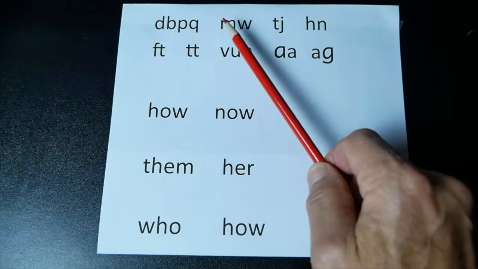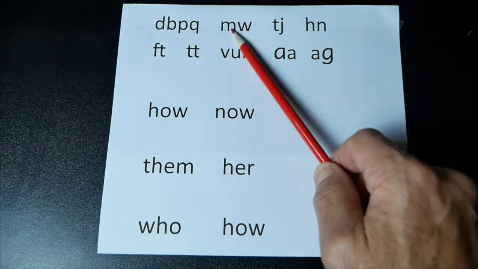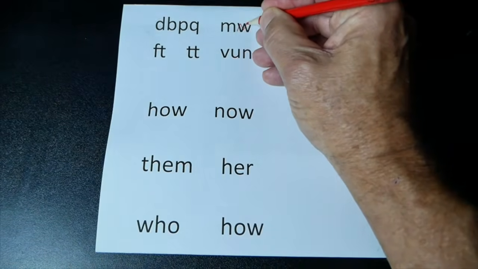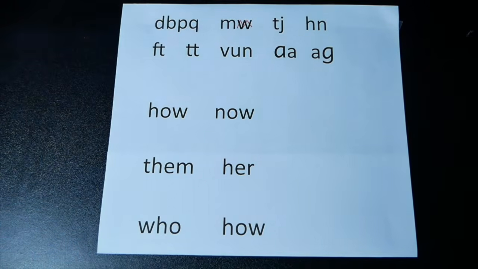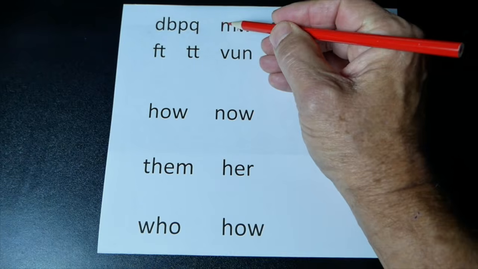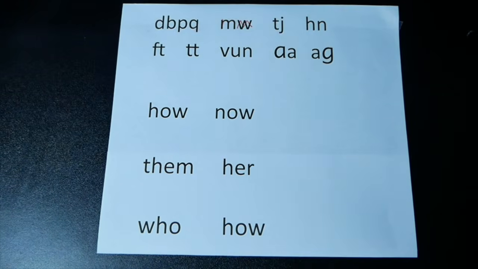Be aware of these. M and W. M and W are inverse of each other. The other thing about M that makes it problematic is it can have an R in it. Do you see the R? Or it can be 2 N's to the children.